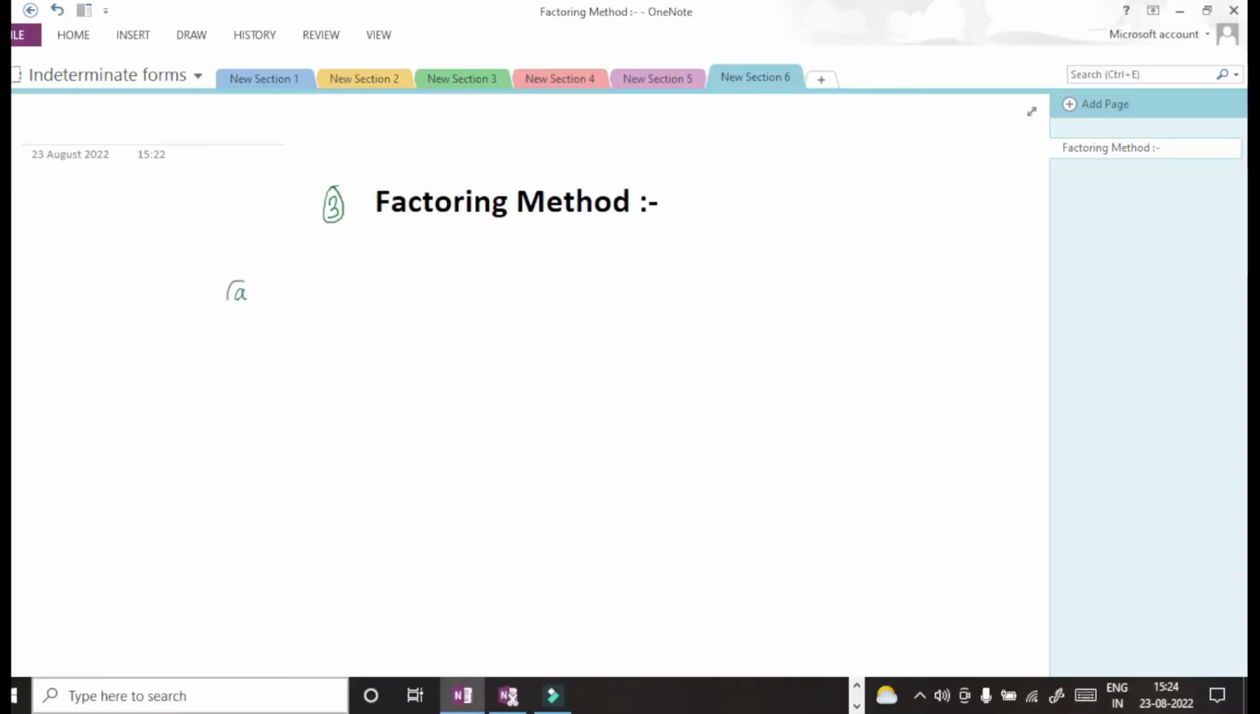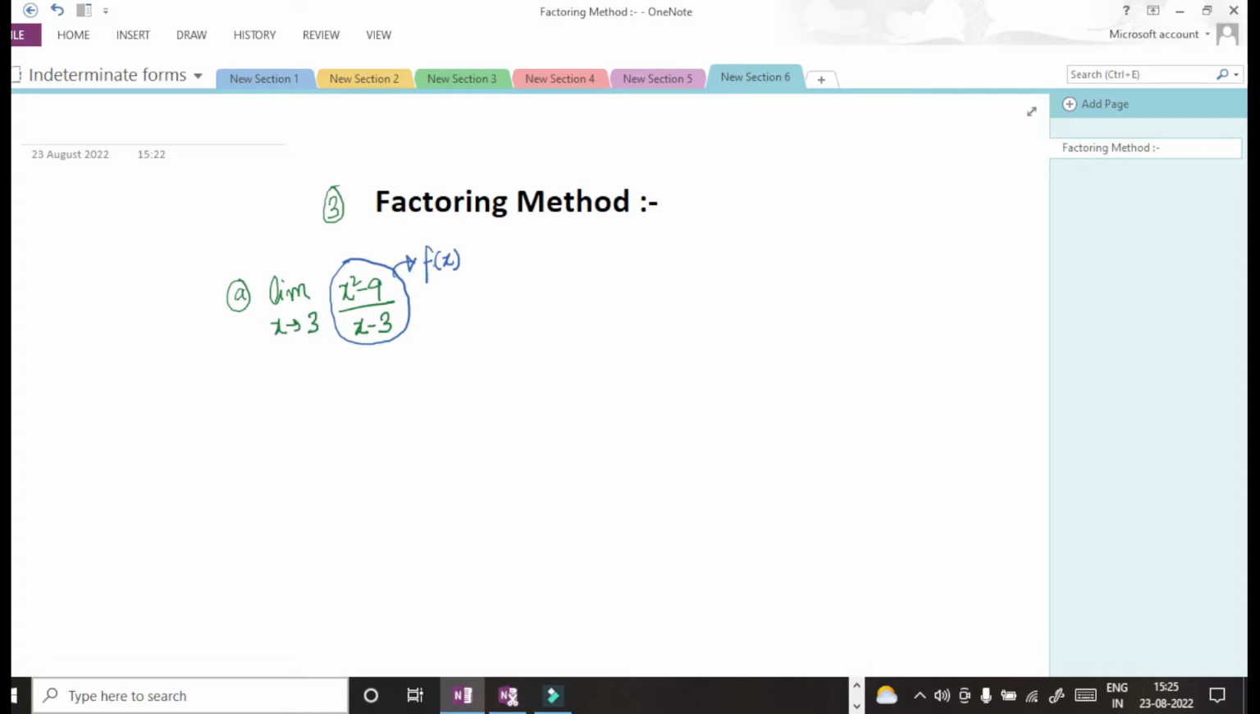This is the type third. In that we are going to see first limit x tends to 3. The function is x square minus 9 upon x minus 3. Here, this is the function f(x), and we have seen the solving methods for the limits.